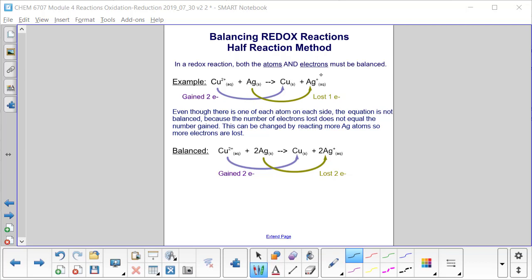So even though there is one of each atom on each side, the equation is not balanced because the number of electrons lost does not equal the number of electrons gained. In this case, this can be changed by reacting more silver atoms, so more electrons are lost. So if we simply just add a second silver, now we lose 2 electrons, 1 for each of those silver atoms, to form 2 silver ions. And so now we've gained 2 electrons, and where did they go? Or where did they come from? They came from each of these silver atoms losing electrons.